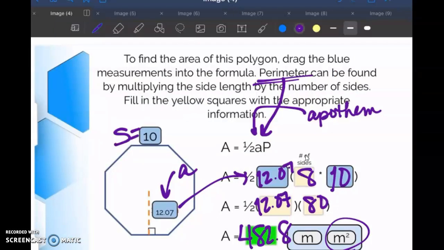So that's just the basic. If we're finding the area, we need to know the apothem, and we need to know the perimeter. And if we don't know them, we can find them. So let's look at the second problem.